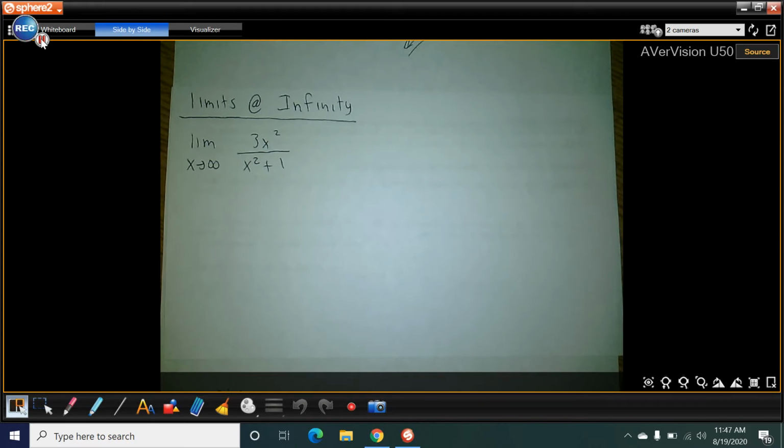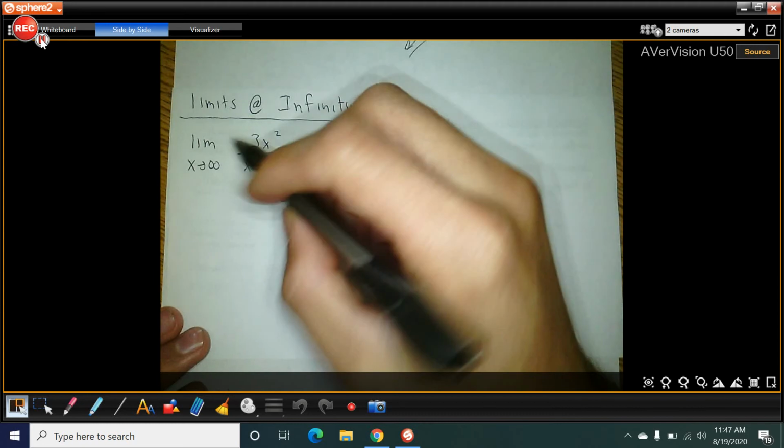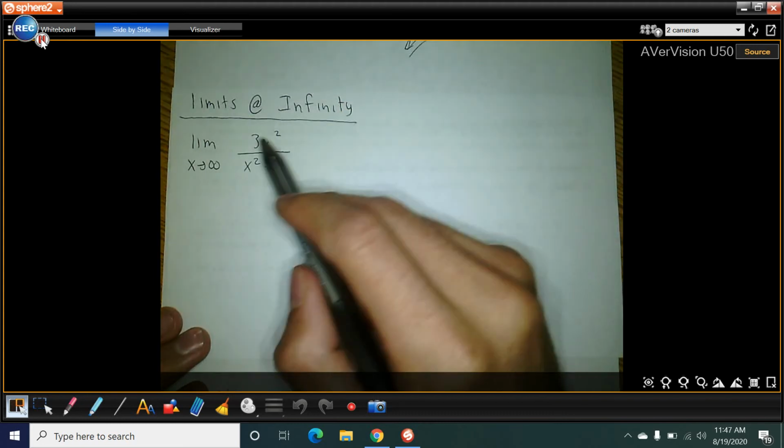Infinity is not a number. It is a concept. Therefore, our techniques that we've previously used of substitution may not be a good idea. And I say may not be a good idea because you can attempt it, okay? Now, here's what I mean by that. You are more than welcome to try to plug in infinity for x.